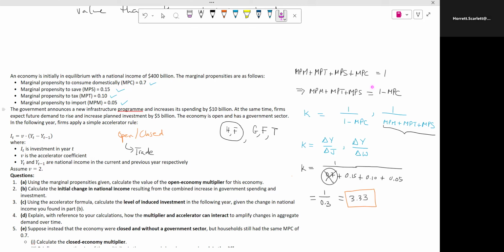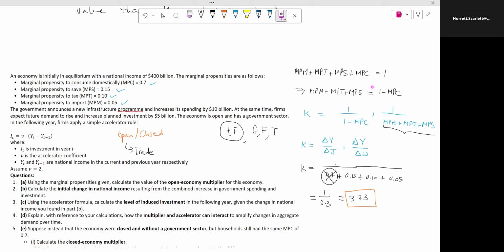It also tells us that firms, based on what is happening, they are saying that it would make sense for them to invest $5 billion. So based on these new infrastructure things that are happening, we are projecting that the future demand for goods and services is going to rise. And so based on that, if we look at the firm's intention within the society, we can approximate that they are going to invest about $5 billion into the economy.